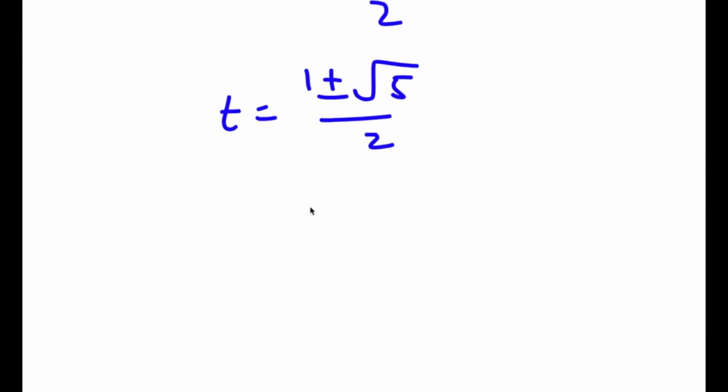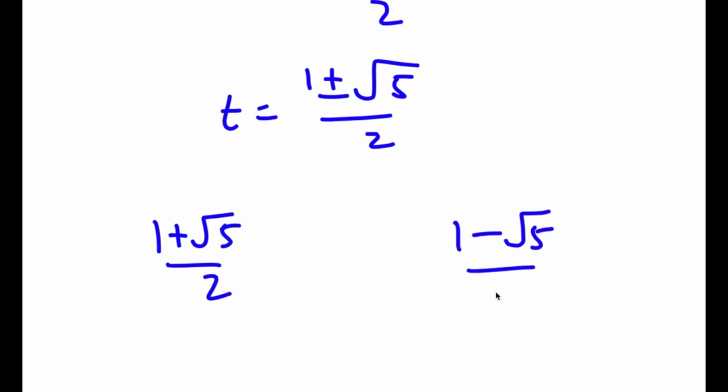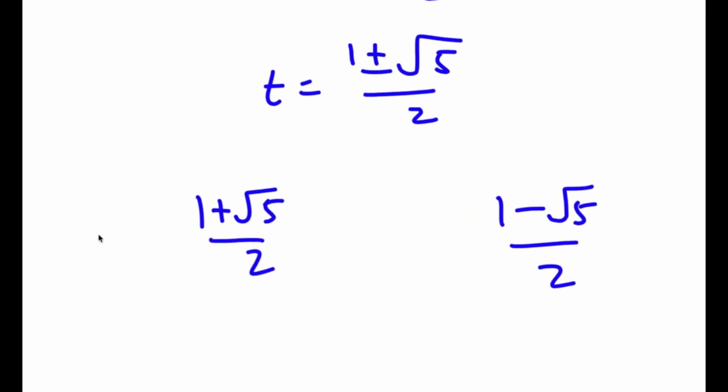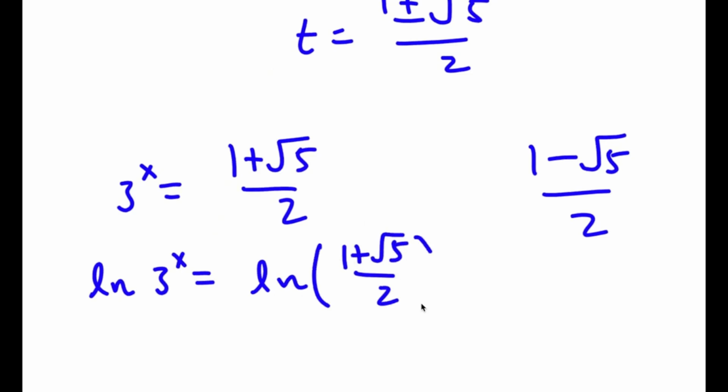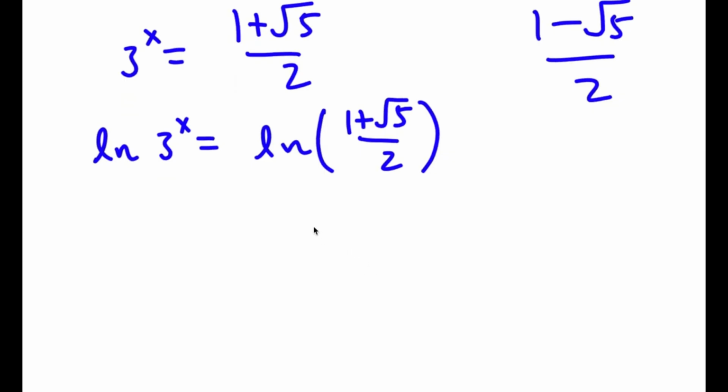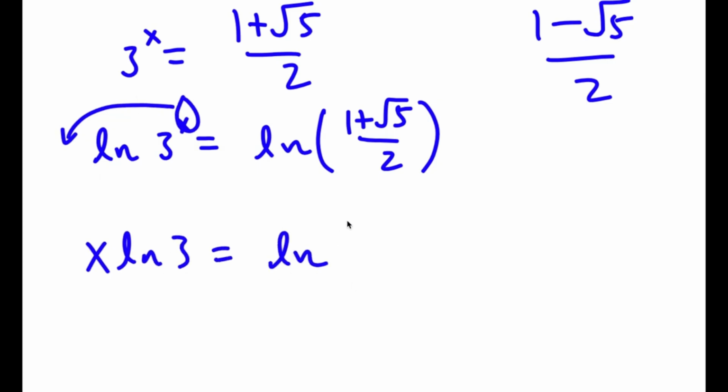So now we come over here to two solutions of x. We have 1 plus the square root of 5 over 2 and 1 minus the square root of 5 over 2. So if 3 to the power of x is equal to 1 plus the square root of 5 over 2, to solve this, I'm going to first take the ln on both sides. So I have ln 3 to the power of x is equal to ln of 1 plus the square root of 5 over 2. And now I can move this to the front, so now I have x times ln 3 is equal to ln of 1 plus the square root of 5 over 2.